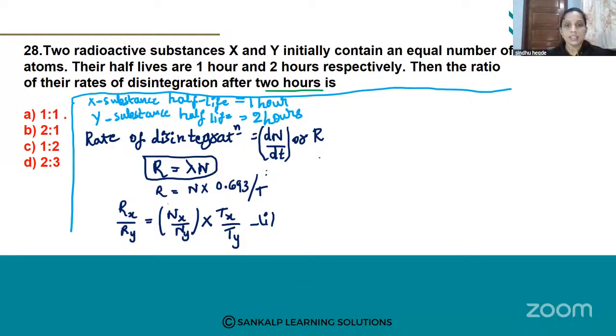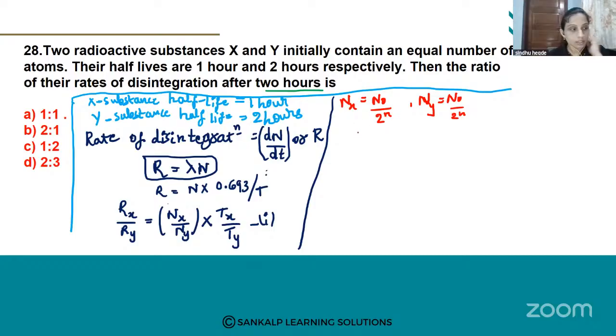We have to substitute it here. See here, Nx is not given. What is this Nx and Ny? Nx and Ny are not given, you have to calculate them yourself. What is Nx? Nx is nothing but N naught divided by 2 raised to n. This is the formula. And again, Ny is nothing but N naught divided by 2 raised to n. For the corresponding x substance and y substance, we have to substitute.